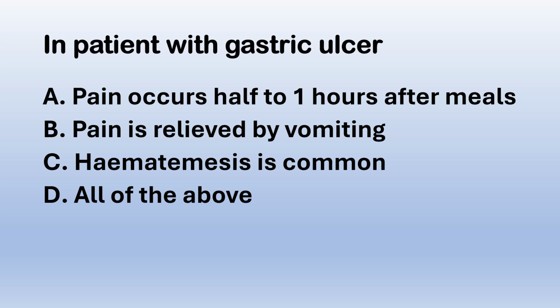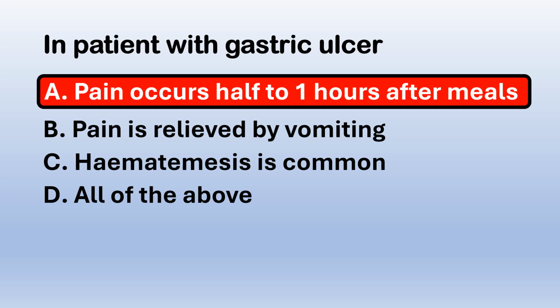In a patient with gastric ulcer, A. Pain occurs half to 1 hour after meal, B. Pain is relieved by vomiting, C. Hematemesis is common, D. All of the above. And the answer is A. Pain occurs half to 1 hour after meal.